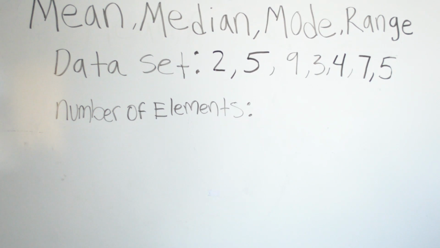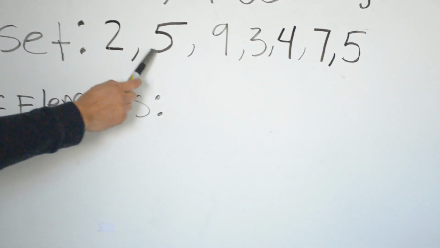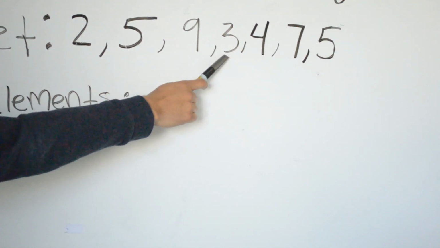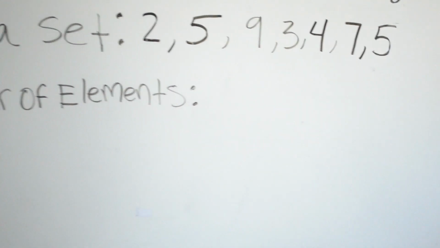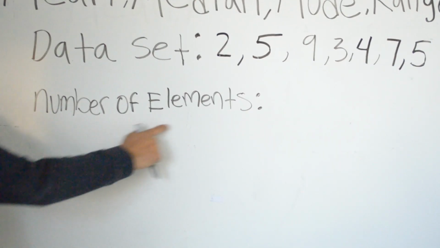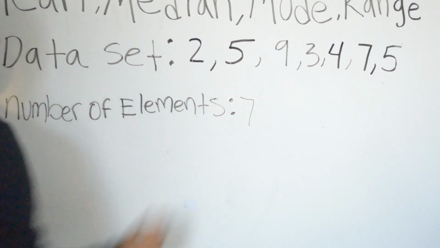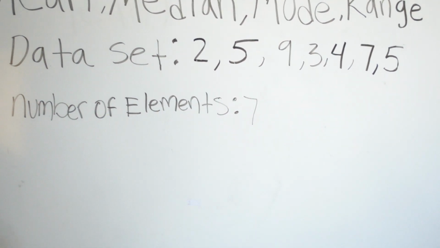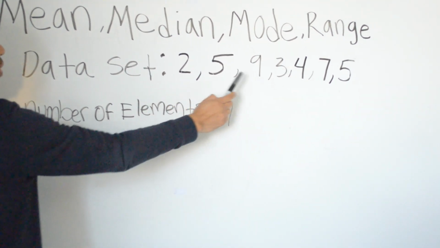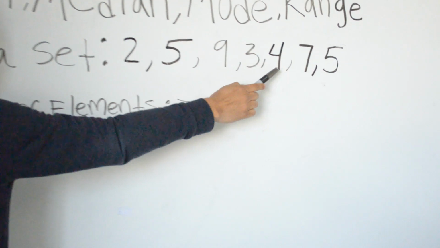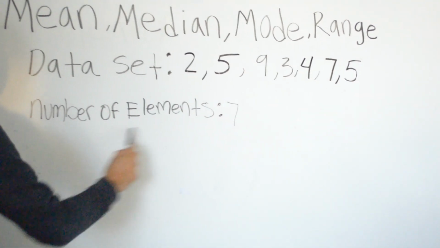The data set numbers that we are going to be looking at will be 2, 5, 9, 3, 4, 7, and 5. The number of elements is going to be 7. The reason why it's 7 is if we come here to the data set, we count 1, 2, 3, 4, 5, 6, 7. So that's the reason we have 7 in the number of elements.